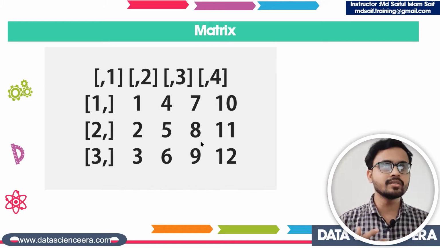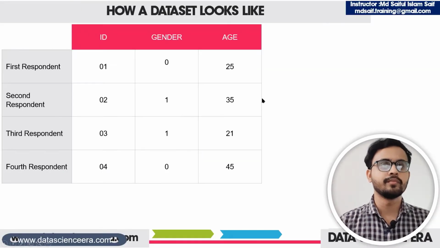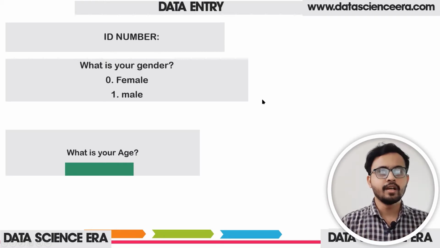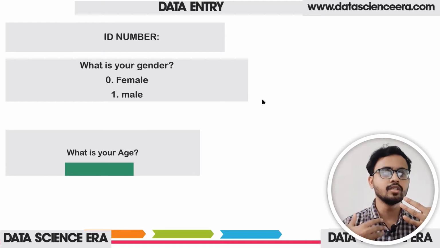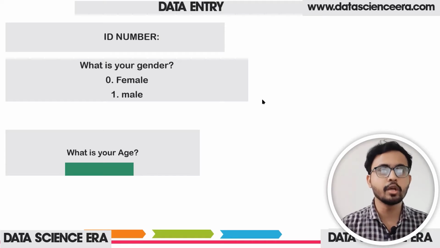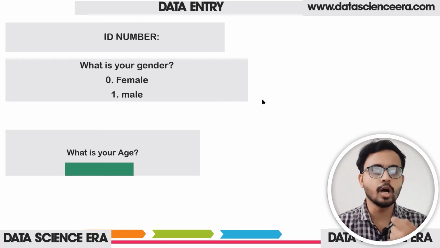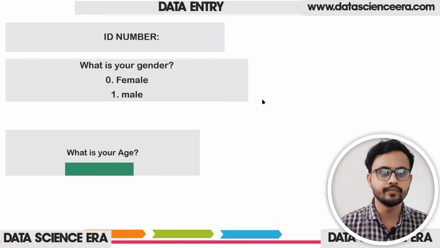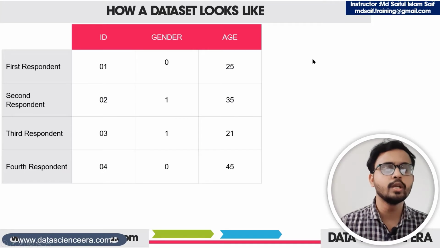Okay, and a real data structure almost looks like a matrix. Let me show that with an example. So let's say in real situations, here we have 3 questions. Let's say you are asking this to a lot of people for collecting the data set. At first you are asking them, what's your ID number? Then you are asking them, what is your gender? And you are giving them 2 options, that is like a categorical variable. 0 for female, 1 for male. And then you are also asking them, what's your age?